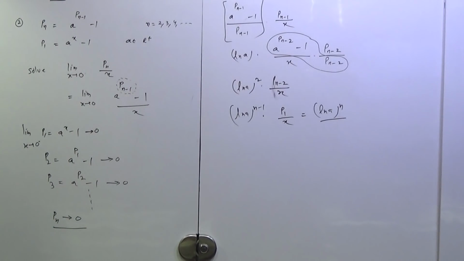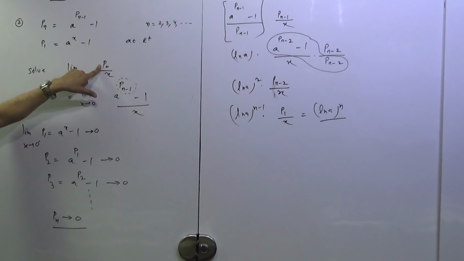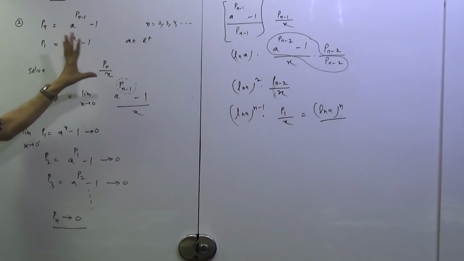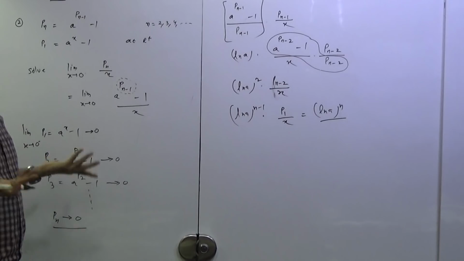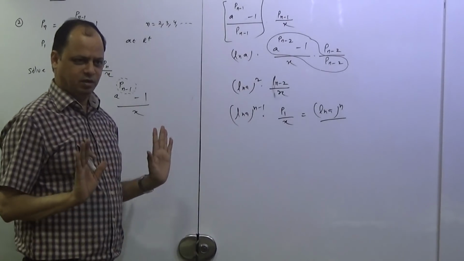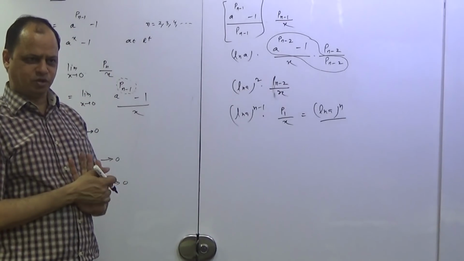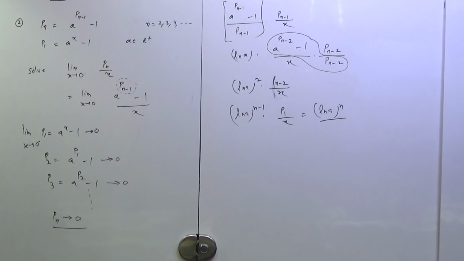Okay. So our first goal is to prove that Pn is approaching 0. Then only is there some sense in solving the limit. Otherwise, we don't need to solve the limit. Understood this? Yes, sir. Fine. So let us move towards the third question.